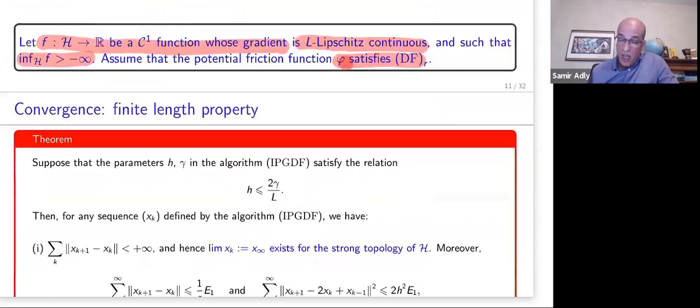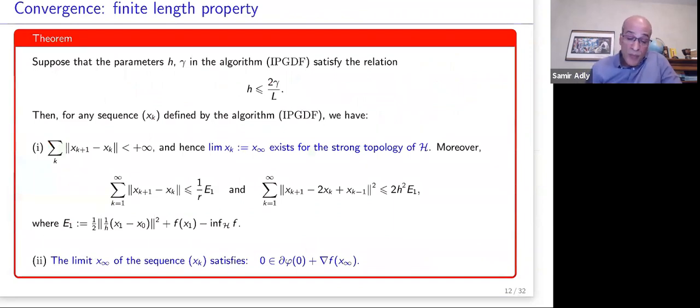Okay. So now look at this theorem, which shows the finite length property, which is an assumption stronger than the usual convergence. If you tune these parameters, we have h, gamma, and L. We have three parameters here. h is the step size, gamma is the viscous damping friction, and L is the Lipschitz constant of the gradient of the function f to minimize. If you tune those parameters, it means that this condition is satisfied.